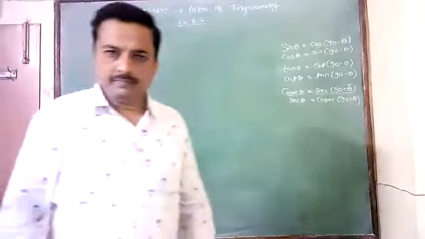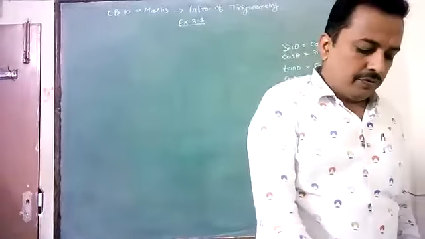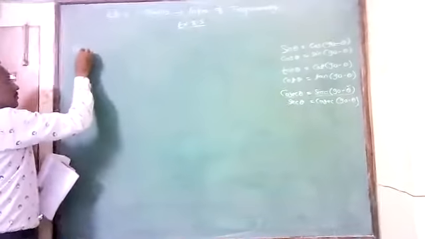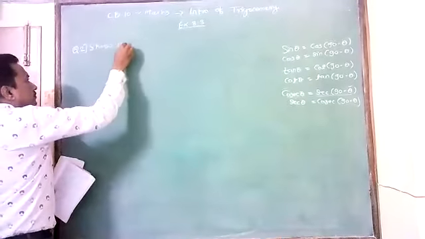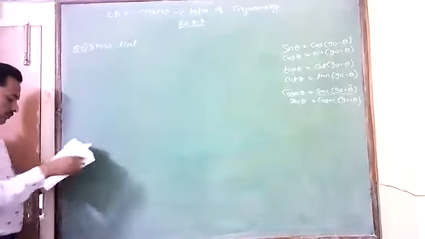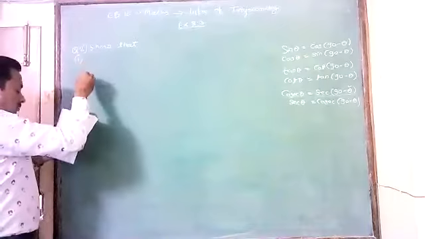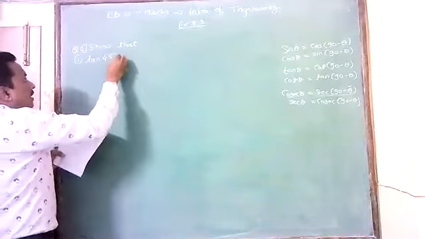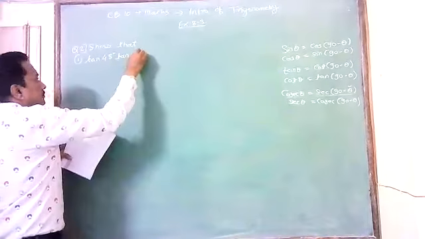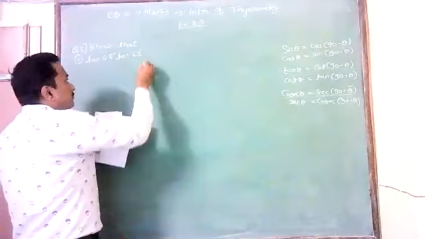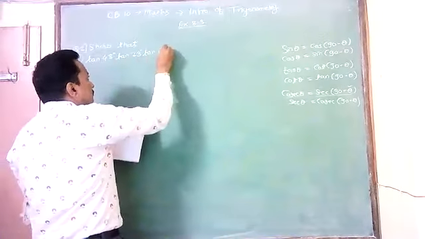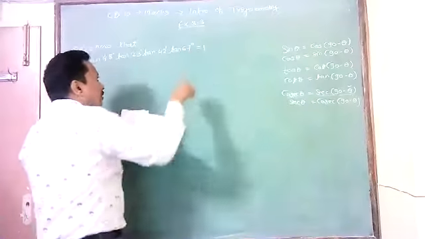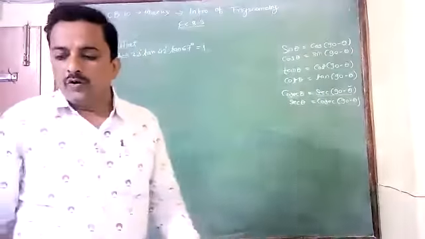Yes. Yes, sir. So question number 2, show that, first one, tan 48 degree, tan 23 degree, tan 42 and tan 67 is equal to 1. So LHS is given and we have to prove RHS is equal to 1.